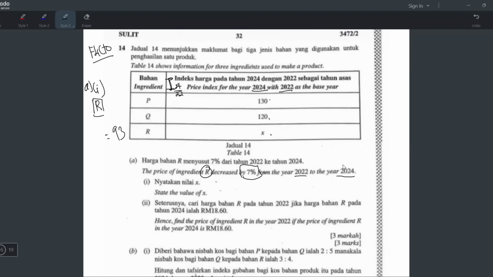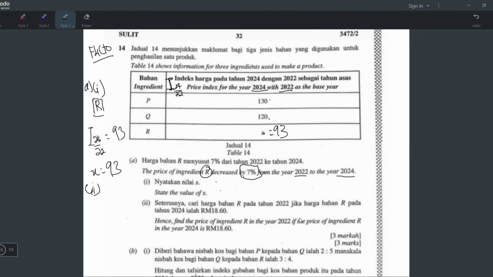And this one is important to look at the year also, 2022, 2024. So it will be 24 over 22. Always write the newest year, the latest year, on top. Okay, yeah. So the latest year, 24, will be on top, bottom is 22. And they want to find X. And X is 93 lah, because this X is also the I for 24 over 22 for R. So basically X is just 93 lah. Yeah, that's all.